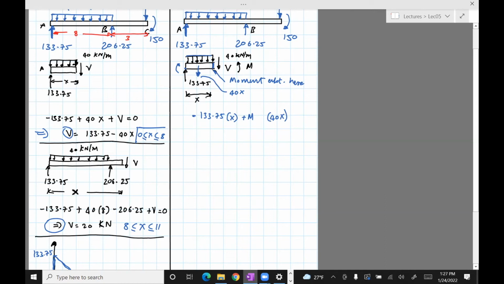Okay, so the moment is going to be 40 times x, that's the force. As I said, the distance of the force 40x is x divided by 2 from the right side. So I would have x divided by 2. And for the sign, about this point at which I take the moment, this force is going to induce a counterclockwise moment. So the sign is positive.